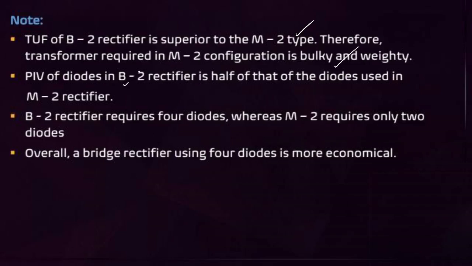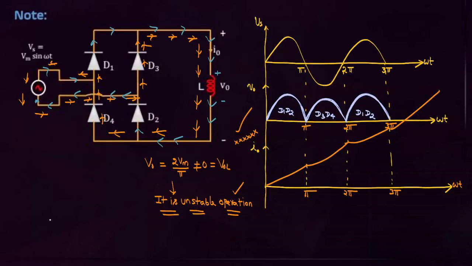Peak inverse voltage of the bridge rectifier is half of that of the midpoint type diode rectifier: Vm for bridge, but 2 Vm for midpoint. Bridge rectifier requires 4 diodes, whereas midpoint type requires 2. Overall, which is the more preferable? Which configuration is the more economical configuration? The bridge rectifier using 4 diodes is the more economical.